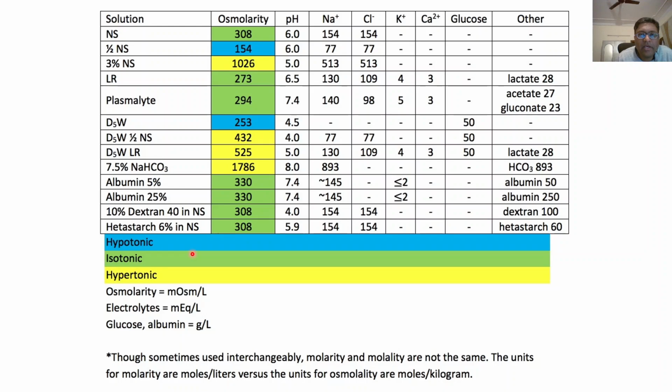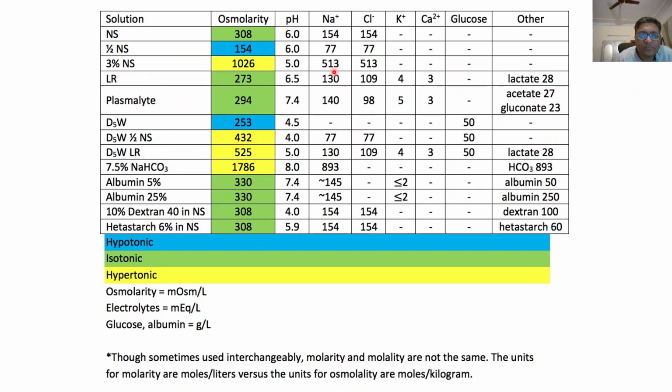So this slide is extremely important. All the common fluids that we use in normal clinical practice. Normal saline osmolarity is 308, the 154, 154 we just saw. It's an acidic fluid. Half NS has 77 milliequivalent, just divided by 2, so 154, 77, 77. So osmolality is also 154, and it's a hypotonic fluid.